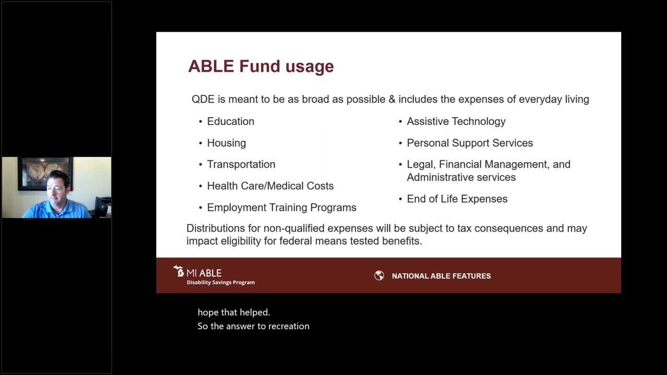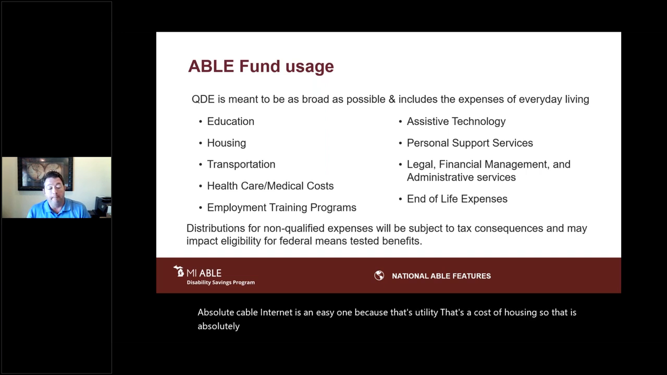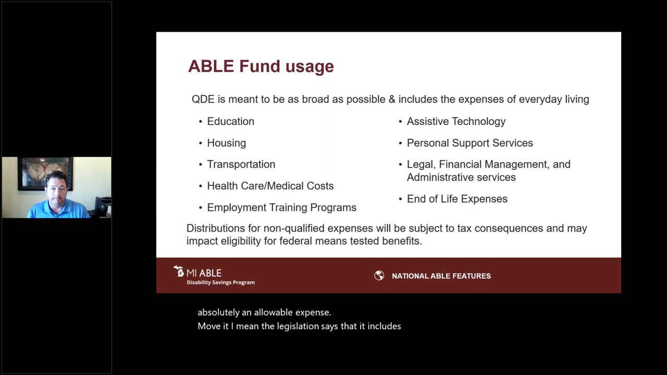How about that? Okay. What about recreation like movie tickets or cable internet? Absolutely. Cable internet is an easy one because that's a utility. That's a cost of housing. So that is absolutely an allowable expense. The legislation says that it includes the expenses of everyday living.